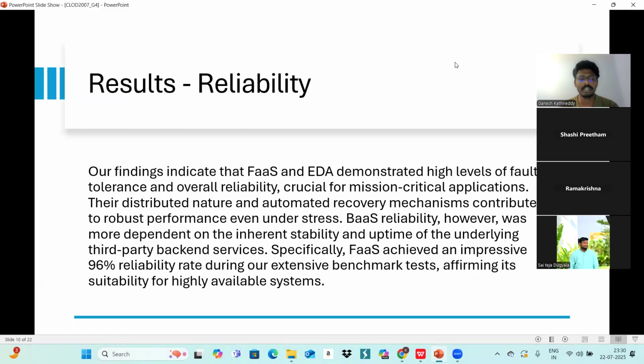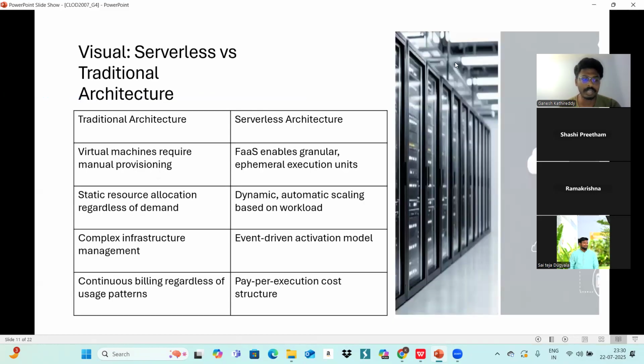One critical takeaway is that resilience in serverless is tied to how well event-driven systems isolate failure, which is why EDA is a smart architecture choice for complex workflows. And now we'll continue with the serverless versus traditional architecture.